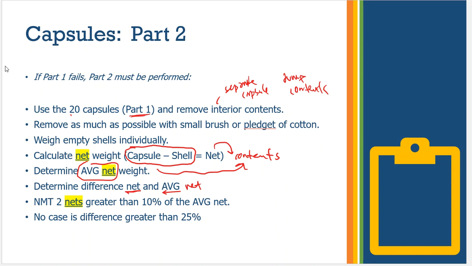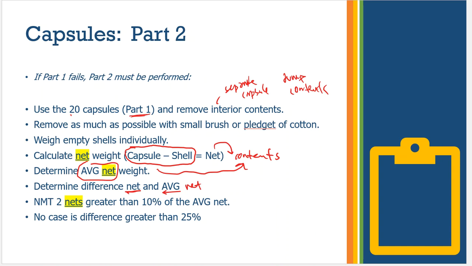And I told you that if your 20 pass and all of them look good, then you just clear it out and move on to the next goal for the day. But if one of these tablets fail, then we have to go into part 2 for the capsules. And this is what part 2 is all about.